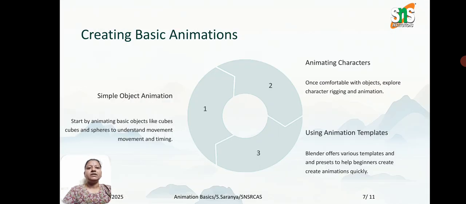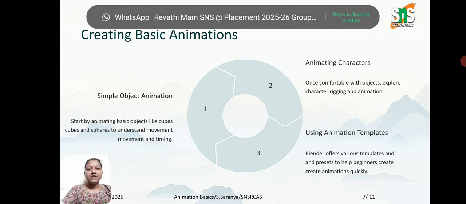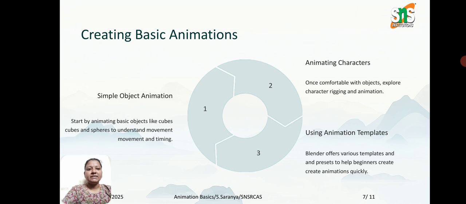Creating basic animation. Simple objects: start with animation basics like cubes, cuboids and spheres to understand movement and timing. Moreover, animating characters involves objects; explore character rigging and animation. Next is using animation templates. Blender offers various templates and presets to help beginners create animation quickly. Moreover, using this, we can create animation from basic level to advanced level using the Blender tool.